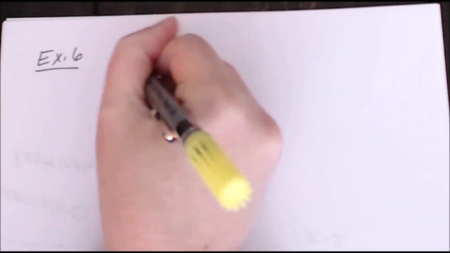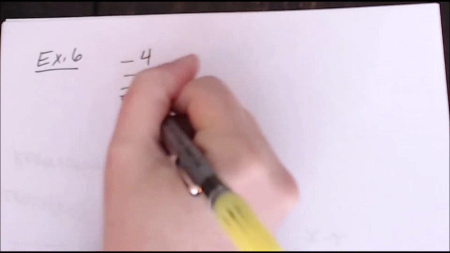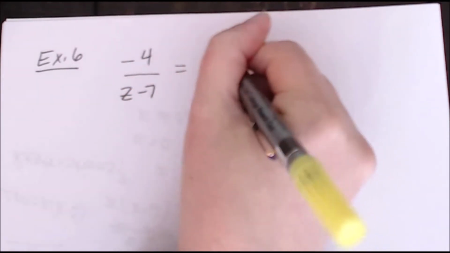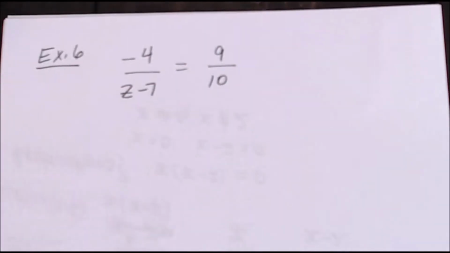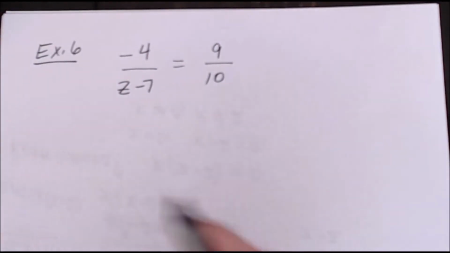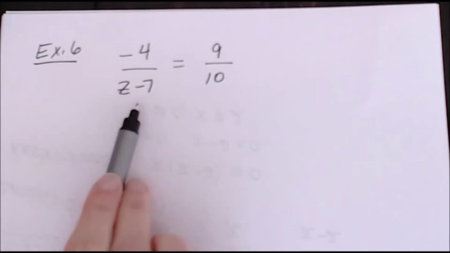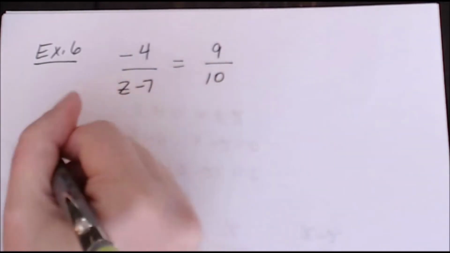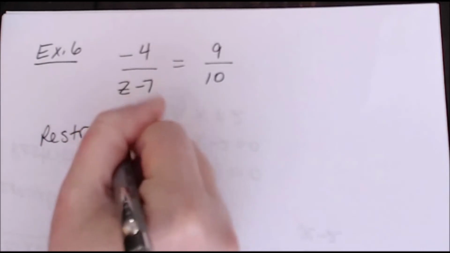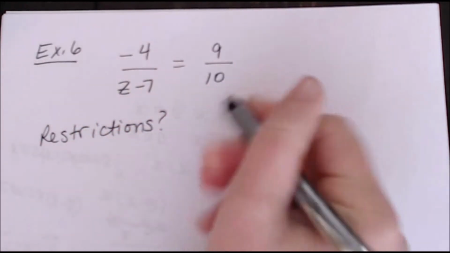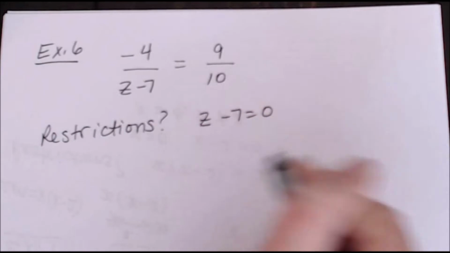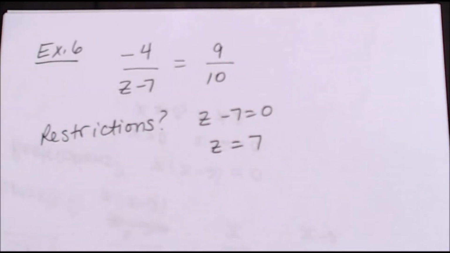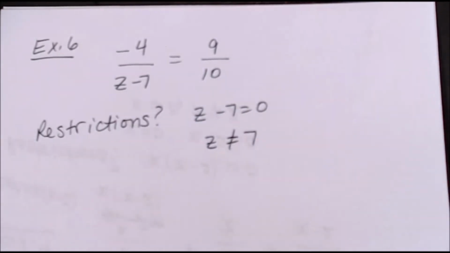Okay, let's take a look at example 6. All right, so we have the expression negative 4 over z minus 7 equals 9 over 10. So first, let's consider any restrictions. The variable this time is z. Z minus 7, what would make that denominator a 0? Let me go ahead and write this down. And hopefully you see by now that if I were to set that equal to 0, I'd get a solution of 7. So my only restriction is that z cannot be 7. If I happen to get that as an answer, I'm going to throw it out.